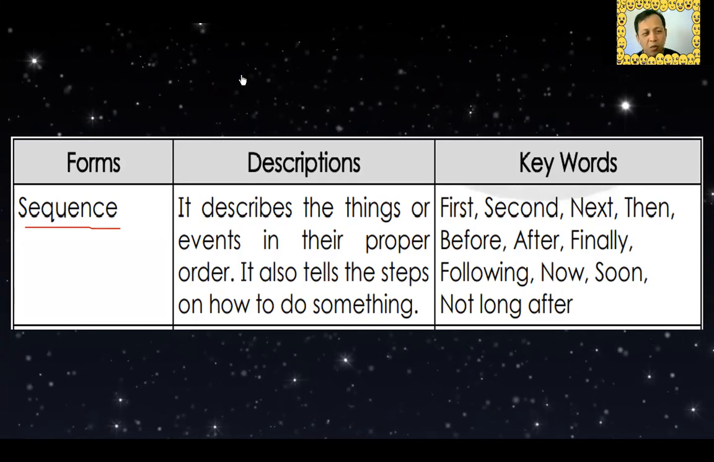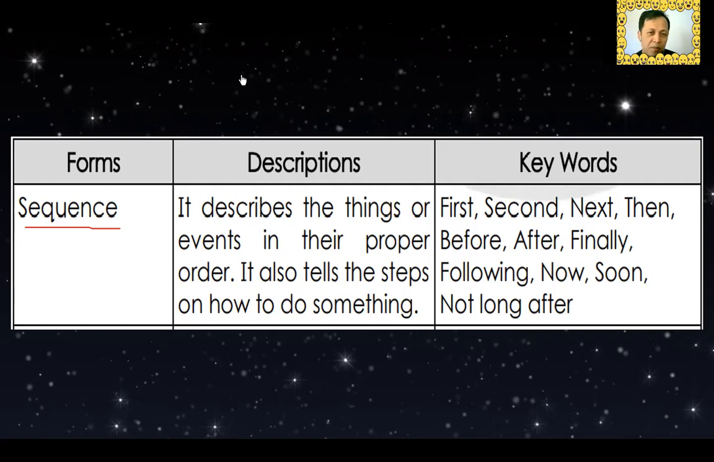Now, what sequence does is it describes things, events in their proper order. It also tells the steps on how to do something. Say, for example, we are discussing a historic event. So the best informational text to use is sequence, as it narrates the happening or the arrangement of the events, from which came first, then second, up to the last.